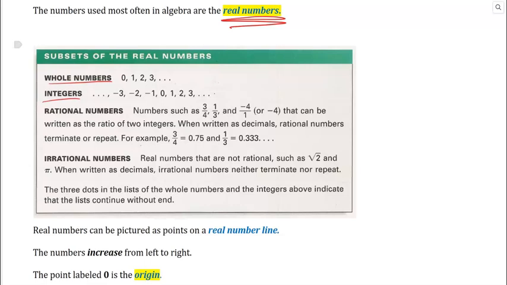And then we have the irrational numbers, real numbers that aren't rational, like the square root of 2 and pi, because when they're written as decimals, they don't terminate and they don't repeat. They keep on going, but never in a repeating pattern, the irrational numbers. So the rationals and irrationals. Now, of course, the three dots in the list of the whole numbers and the integers above indicate that the list continues on without end. They don't just stop at 3, just so you know.